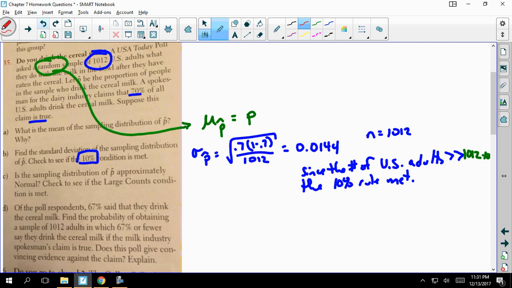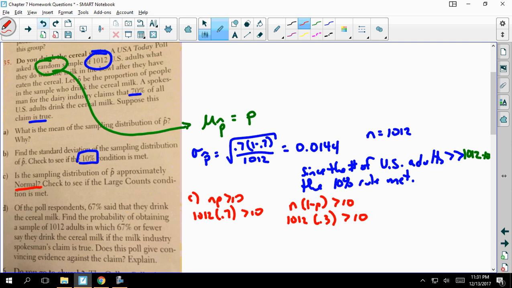Now, part C says, is the graph normal? Well, this is the large counts condition. The large counts condition says that np needs to be bigger than 10, and n times 1 minus p needs to be bigger than 10. Or in other words, 1,012 times 0.7 needs to be more than 10, and 1,012 times 0.3 needs to be more than 10.